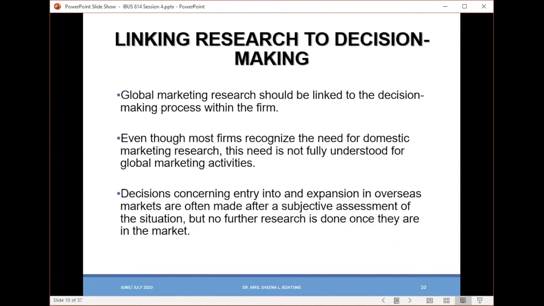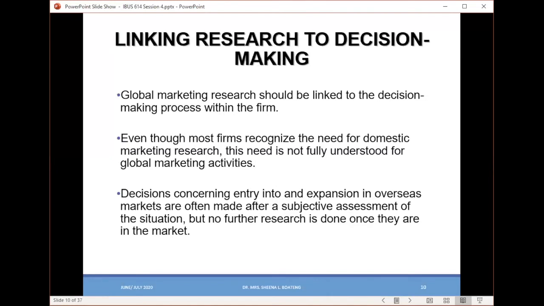And that is why we are emphasizing the link between marketing research and decision making. Because the decision making does not stop once you enter the market, it continues. And in that case, the marketing research must also continue and not stop. That's why you realize that a lot of companies and organizations have a separate unit or department dedicated solely towards R&D. Because research is very important to the survival and the maintenance of the firm's competitive advantage in their industry.